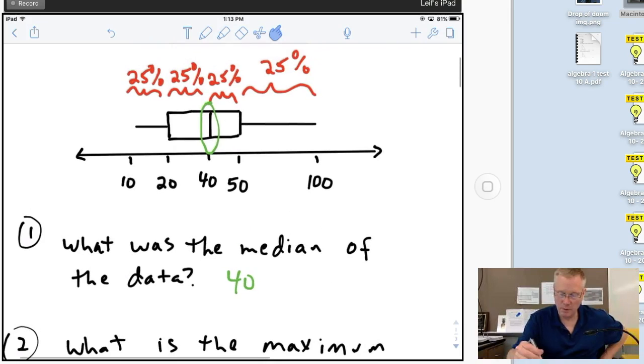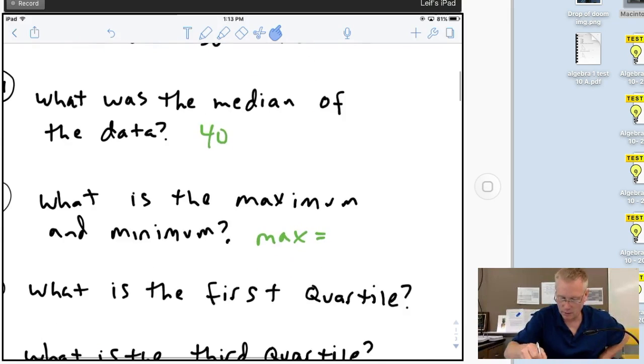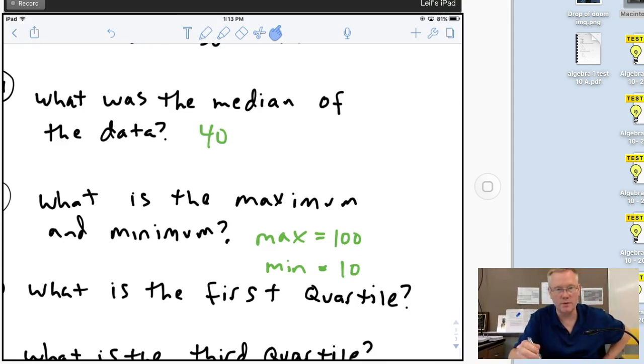What's the maximum and the minimum? The maximum will be the biggest number of the data, which is the one at the end of the whisker, which would be 100. The minimum would be the smallest one, which would be down at that end, which is 10. So the maximum is 100 and the minimum is 10. There's the biggest number and the smallest number.